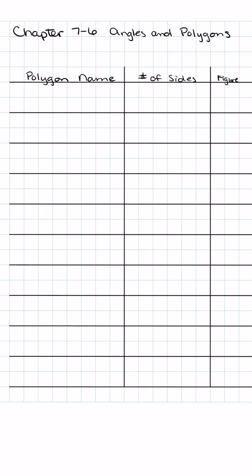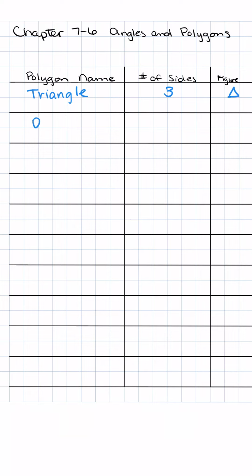Hi class, today we're looking at Chapter 7, Lesson 6, Angles and Polygons. So the first polygon name that we are going to look at is going to be a triangle. A triangle has 3 sides.